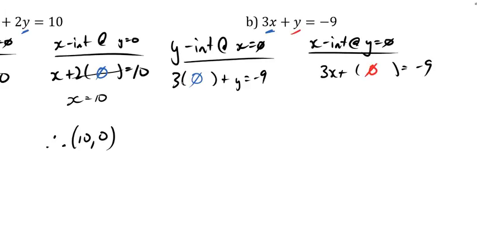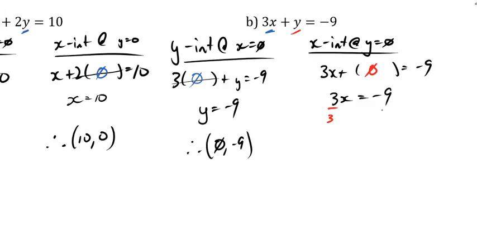3 times 0 is 0. And this one's already done. Therefore, x equals 0, y equals -9. 3 times x plus 0 is just 3x equals -9. And what do we do? Divide both sides by 3. And x equals -9 divided by 3, which is -3. So x is -3 and y is 0.